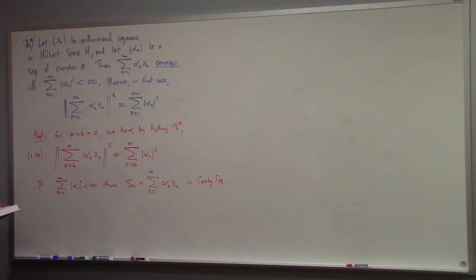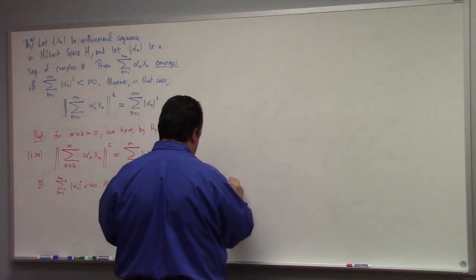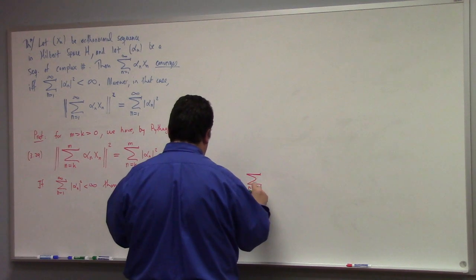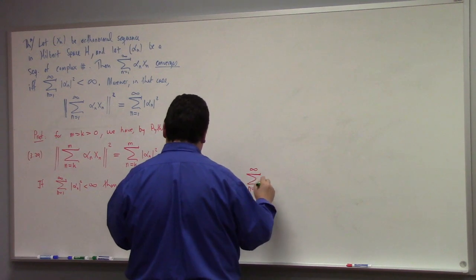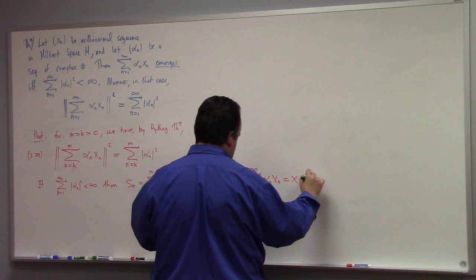And then, like you were telling me, Audric, because it's Cauchy and a Hilbert space, that implies convergence because of the completeness of H. Is that if and only if though? Yeah, well, this is the start of the argument. There's the conversely part next. So that implies that the sum n equals 1 to infinity of alpha n xn is equal to x for some x in H, right?